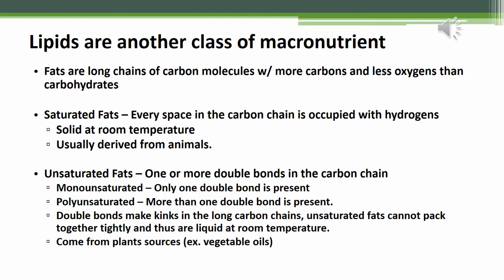Then we have unsaturated fats, which have one or more double bonds in the carbon chain, and these come in two varieties. We have monounsaturated fat, where only one double bond is present. If the fat has more than one double bond, it's said to be polyunsaturated. Because the double bonds make kinks in the long carbon chains, unsaturated fats cannot pack together tightly and thus are liquid at room temperature. These come from plant sources mostly, a primary example being vegetable oils.